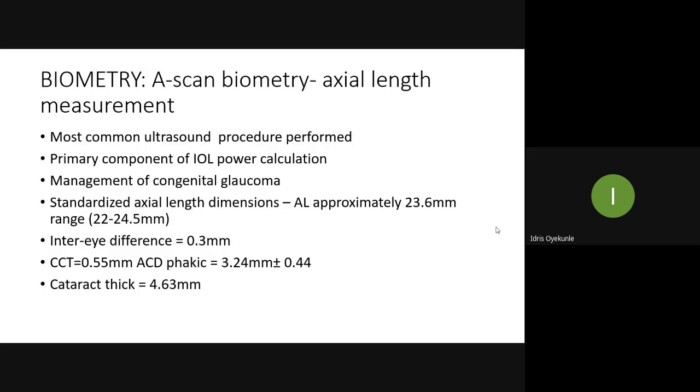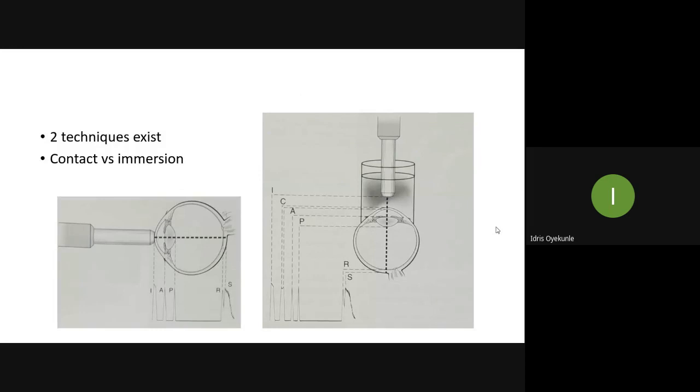Okay, so should I continue? Yes, please. Okay, so it's the most commonly performed. It's important in IOL power calculation and also in the management of congenital glaucoma. There are standardized axial length dimensions that have been documented from axial length biometry scans. Two techniques also exist, the contact and the immersion, and these have been used to determine what the standardized anterior chamber depth is or the corneal thickness.